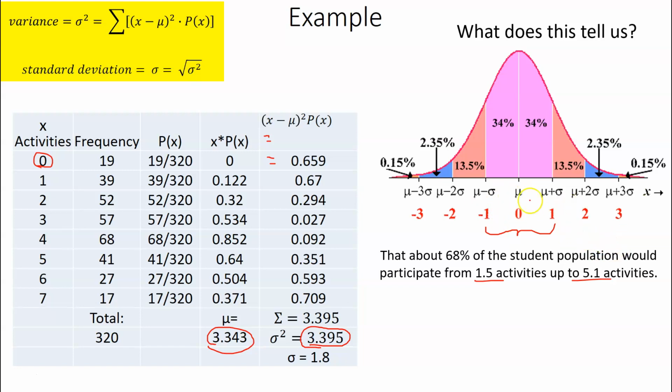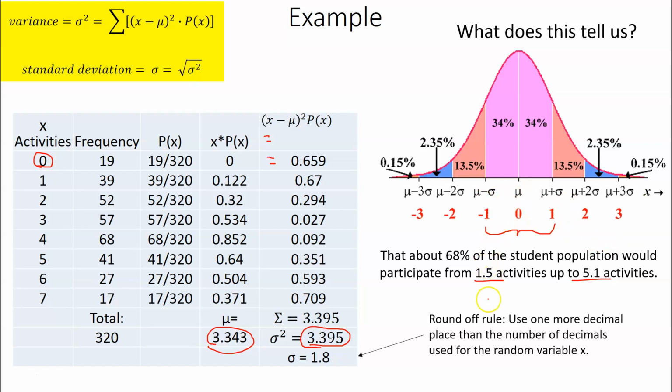So we can make some inferences from our information here. Round-off rule: use one more decimal place than the number of decimals used for the random variable. So here the random variable was just one decimal place. I went to the tenths place here.